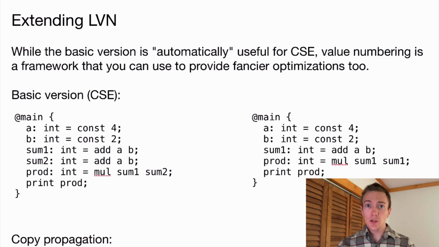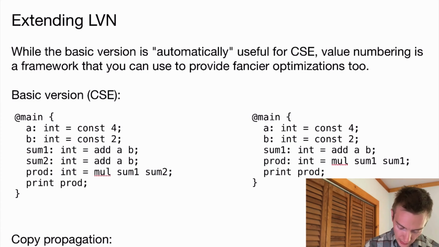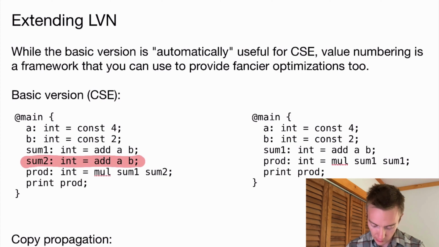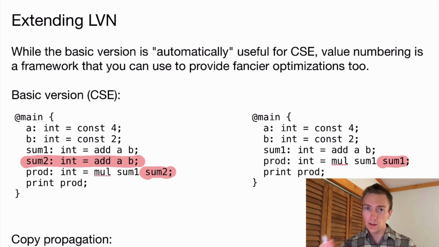In each case, I'm going to show you the original code on the left-hand side and the new code on the right-hand side that we can hope to produce. So here is the first optimization that we get for free out of the basic LVN algorithm, and that's common subexpression elimination, a behavior like a traditional CSE optimization, which says that you can delete this sum2 instruction, and you can replace this reference to sum2 with a new reference to sum1, which is a canonical home.